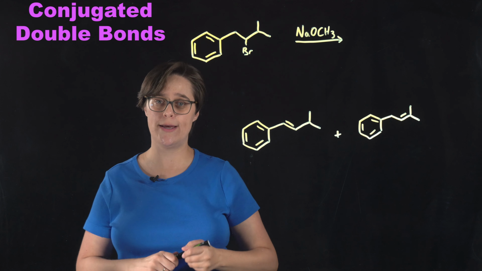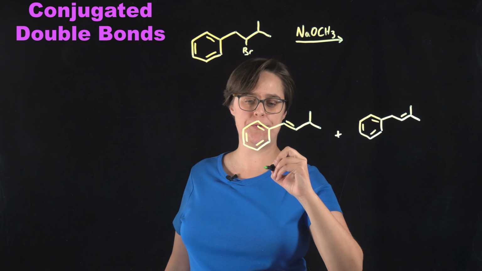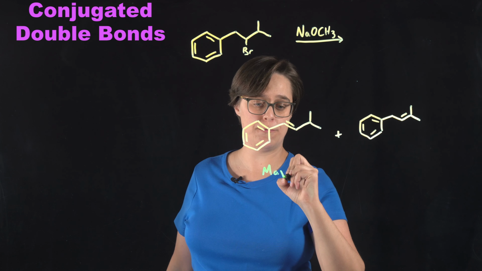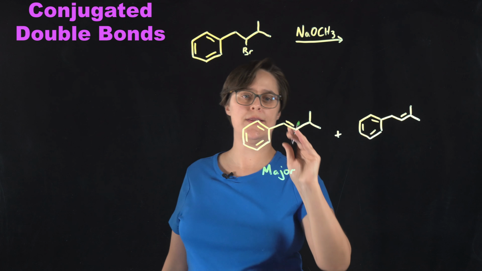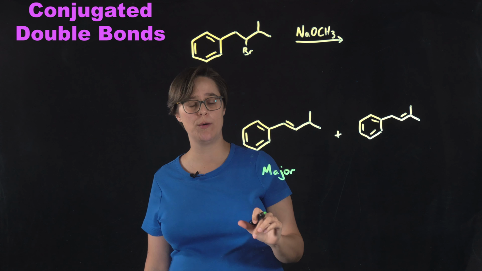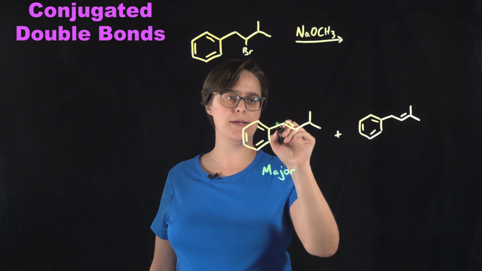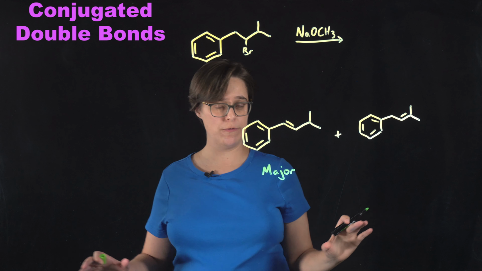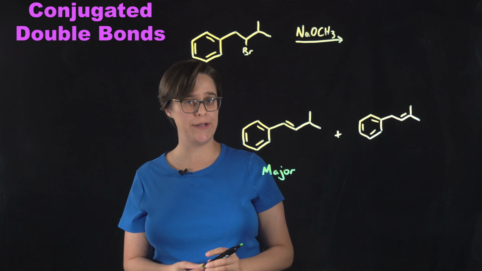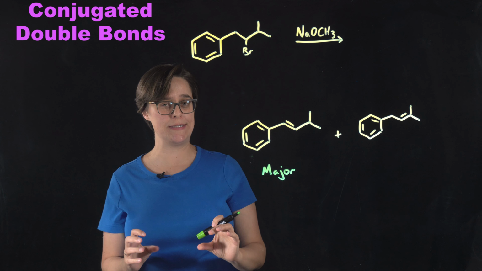But no, that is not true here. This is our major product in this case. And the reason for that is that we have a conjugated double bond system. Whenever you have the pattern of double, single, that pattern over and over again, that's called conjugated double bonds, and it's extremely stable.